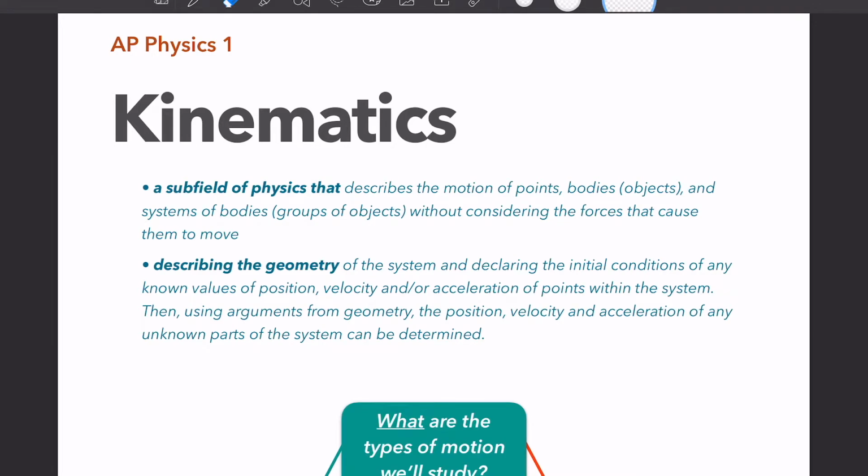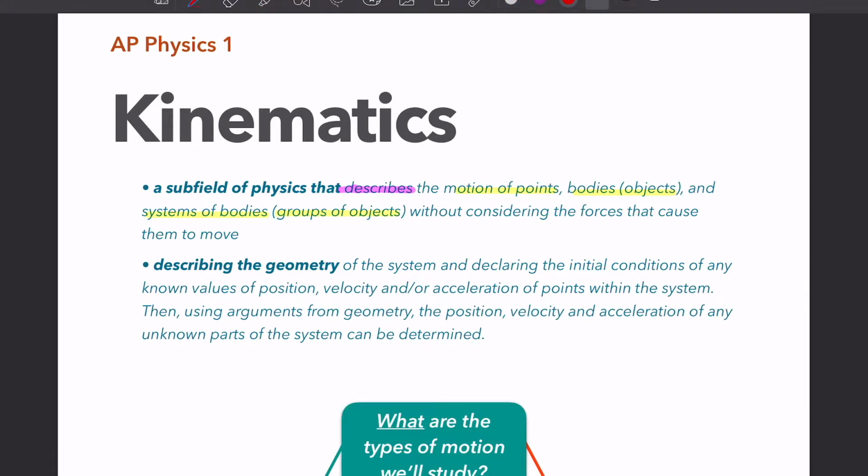We're going to give an overview of the first unit of study in AP Physics 1, kinematics. If we were to define what kinematics is, it's identified as a subfield of physics. It describes the motion of points, bodies or objects, and systems of bodies or groups of objects, without considering the forces that cause them to move. It's descriptive. It doesn't explain why.